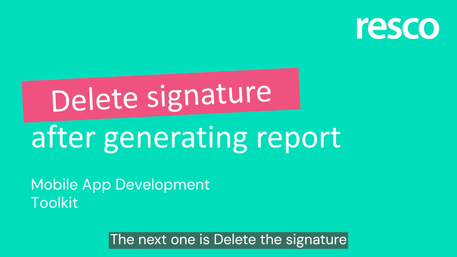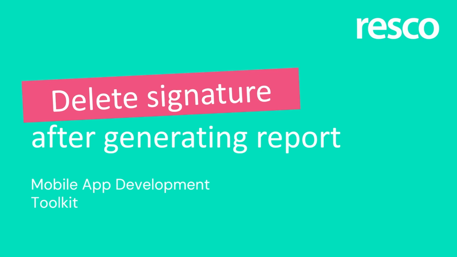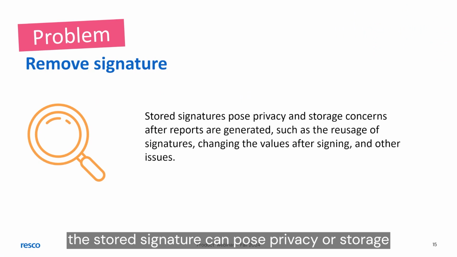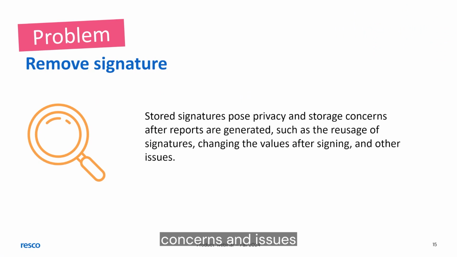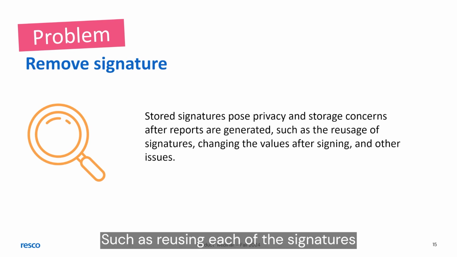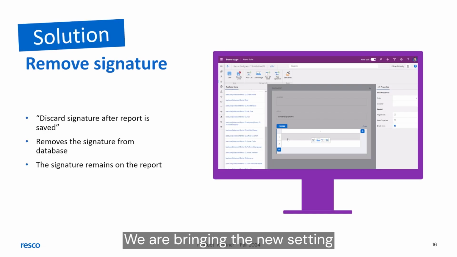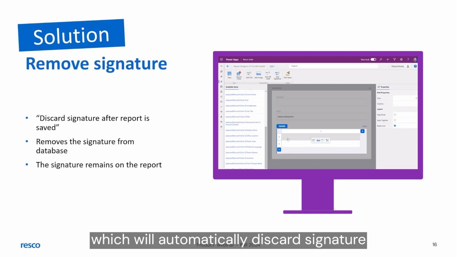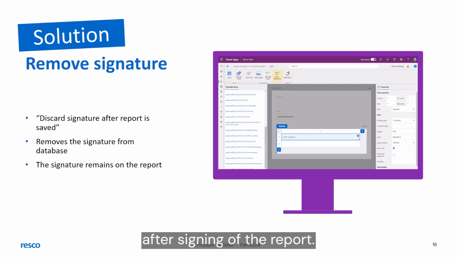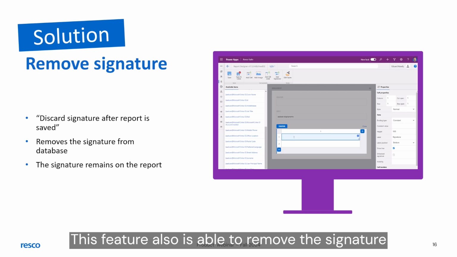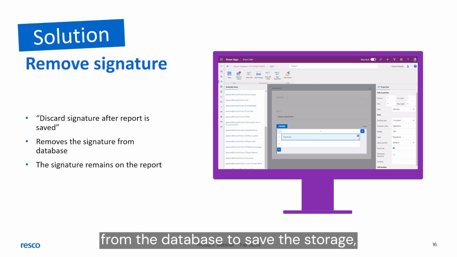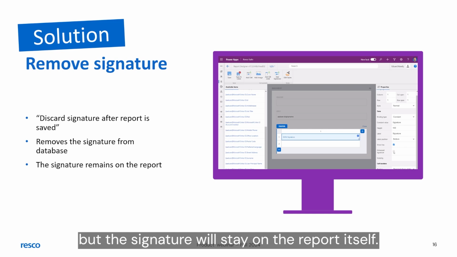The next one is delete signature after generating report. When the signature is captured, the stored signature can pose privacy or storage concerns and issues after the report is generated, such as reuse of the signatures or changing the values after signing, and other types of issues. We are bringing the new setting which will automatically discard the signature after signing of the report. This feature also is able to remove the signature from the database to save storage, but the signature will stay on the report itself.